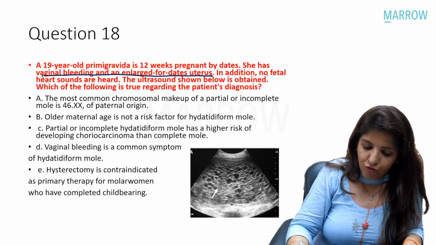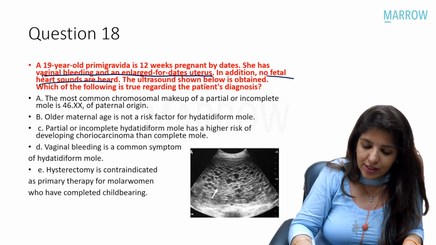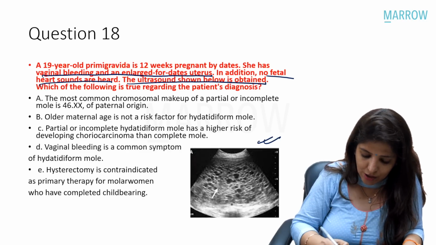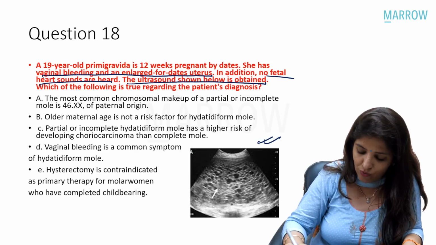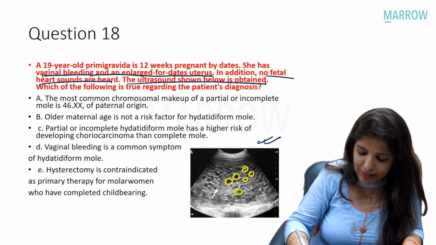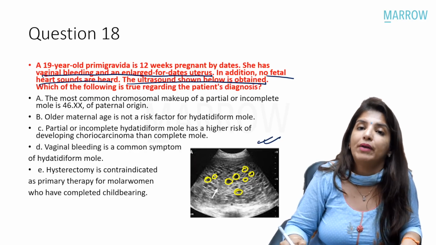In addition, no fetal heart sounds are heard. Ultrasound shown below is obtained. So this particular ultrasound was seen. Now, what are you seeing in this particular ultrasound? You are seeing over here a snowstorm-like appearance. This is a typical ultrasound showing snowstorm-like appearance.